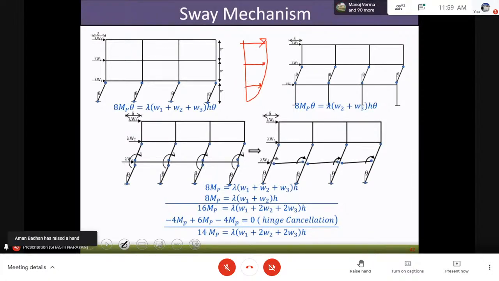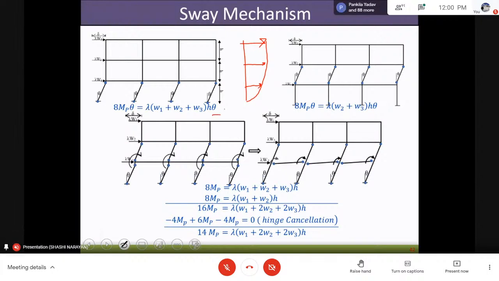Now if we talk of the sway mechanism, there are 1, 2, 3, 4, 5, 6, 7, 8 hinges formed. Each hinge will have a rotation of theta. So 8 Mp times theta, if all the columns have the same moment carrying capacity, will be equal to the displacement delta, which is equal to the height of one story times theta, times W1 plus W2 plus W3.